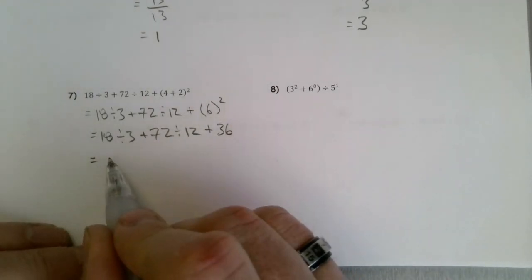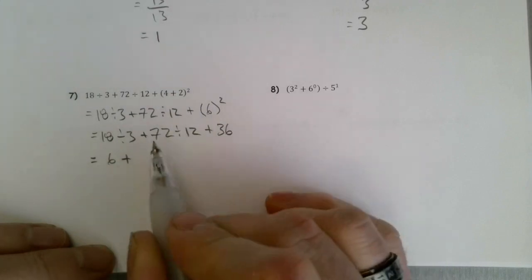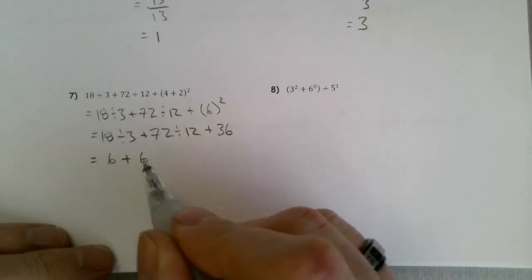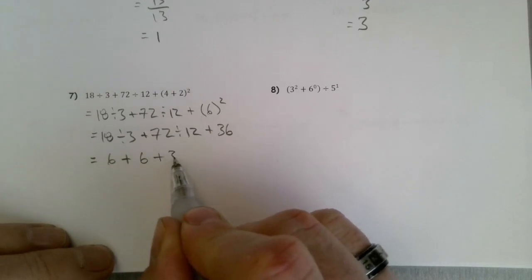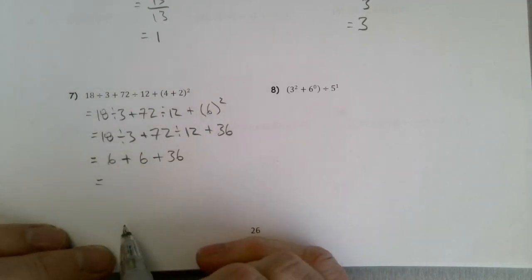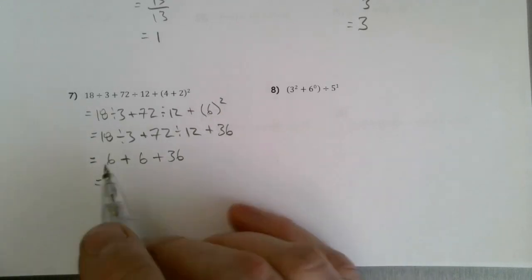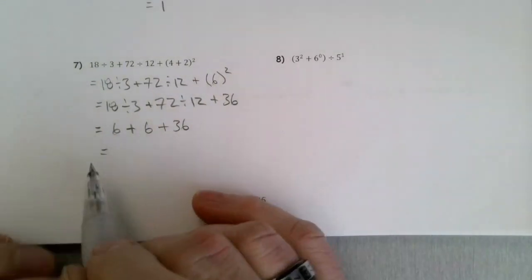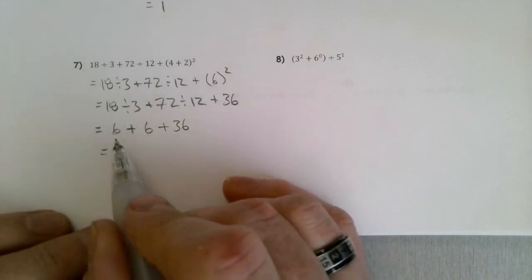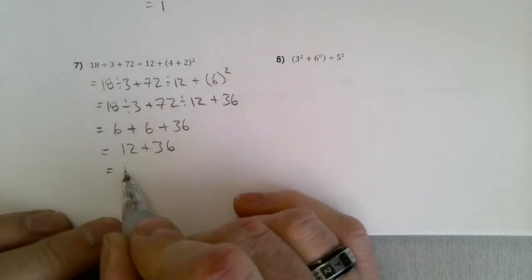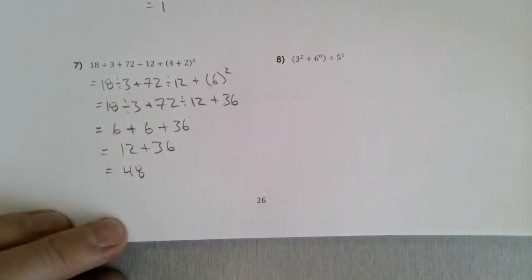So 18 divided by 3 is going to be 6, plus 72 divided by 12 is going to be 6, plus 36. And now I'm going to do the addition across here, and I'm going to do it in order. So I'll do that first bit of addition first. 6 plus 6 is going to be 12. And then 12 plus 36 will be 48. So my final answer there is 48.